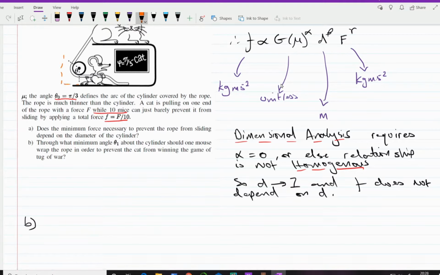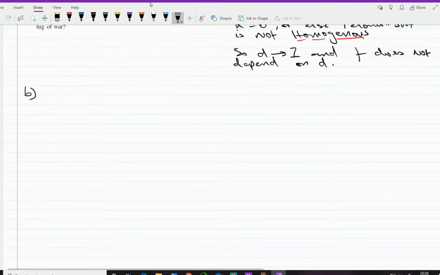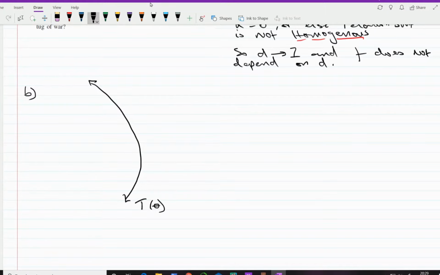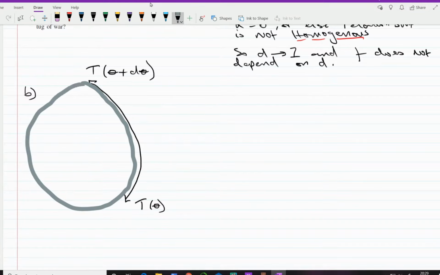To answer this part of the question, I'm going to concentrate on this boxed region and enlarge it so that we can better understand what's going on and describe it. On one end, we have the mice pulling. On the other end, we have the cat pulling, each with their own tensions on the rope around the cylinder, which I'm going to draw in grey. The question tells us that the angle separating the end of the cat and the end of the mice is pi over 3.